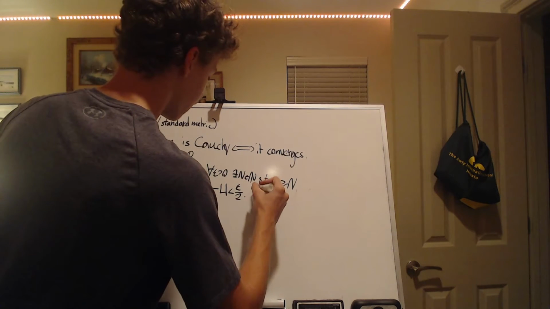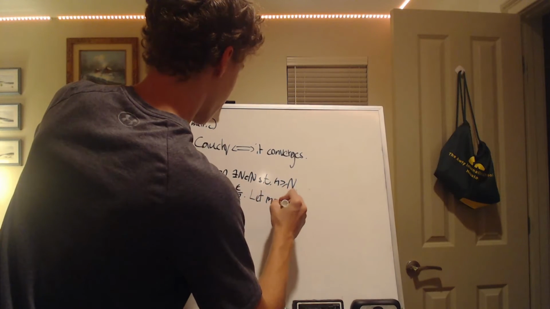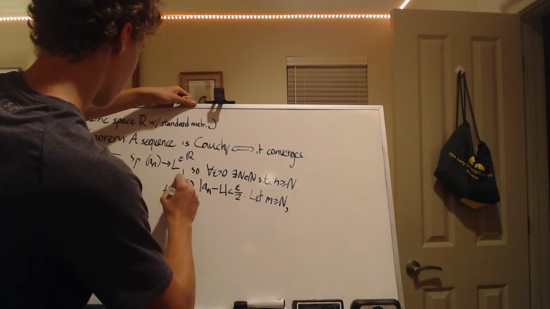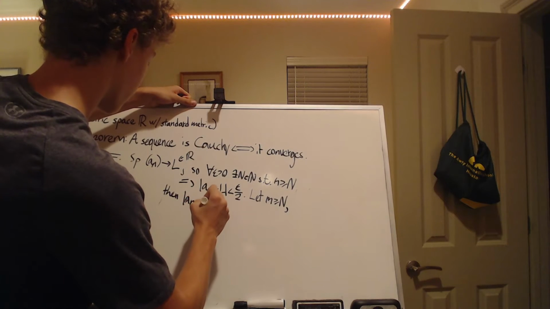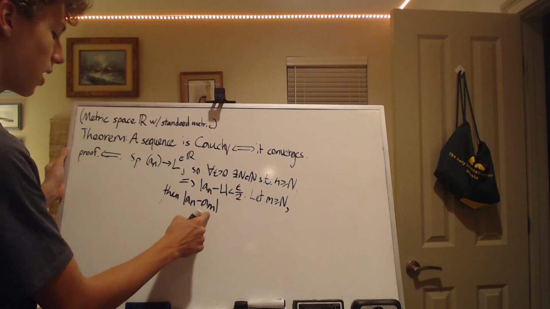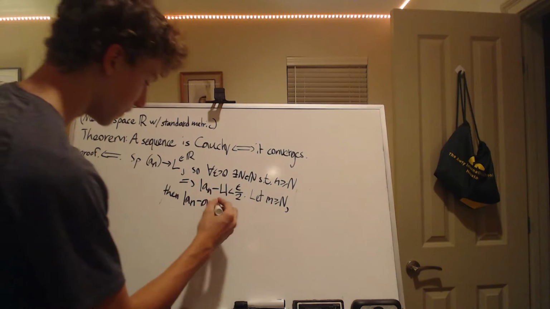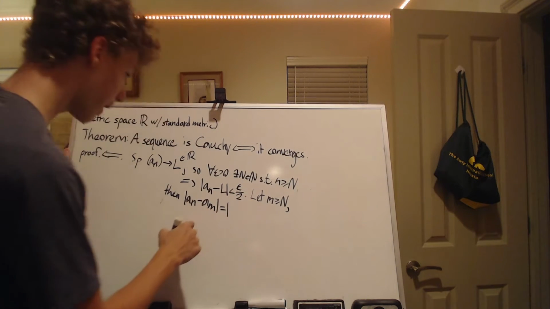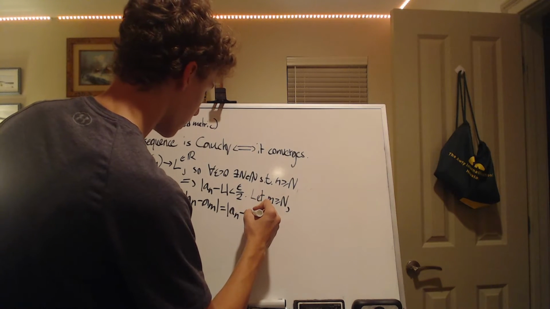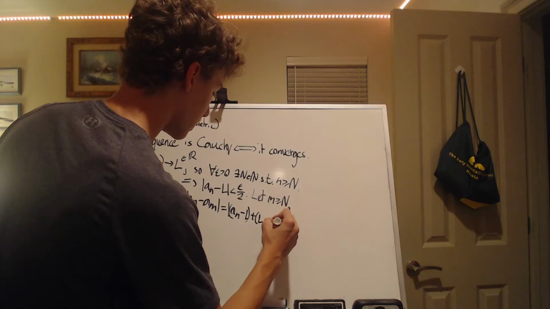So let m be greater than capital N. Then we have the following. This is what we want to analyze when we're talking about being Cauchy, a sub n minus a sub m. Notice our criteria are satisfied, that is that we have m and n that are both greater than or equal to capital N. So this is equal to, we're going to add an L here, a sub n minus L plus L, and we're going to use parentheses, plus L minus a sub m.